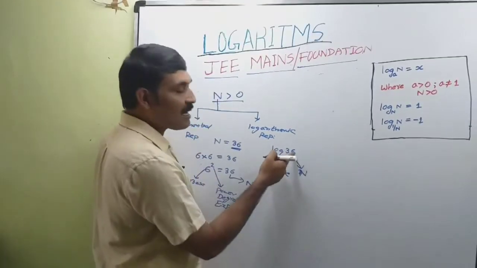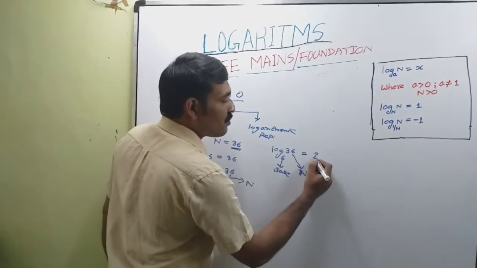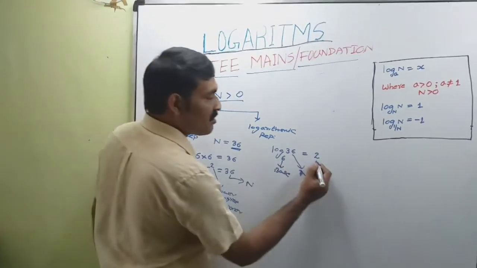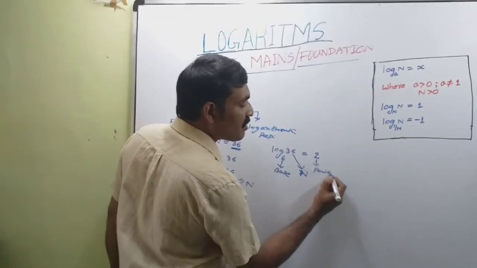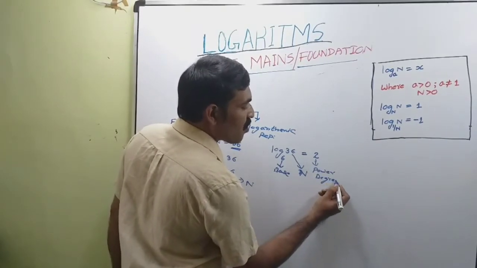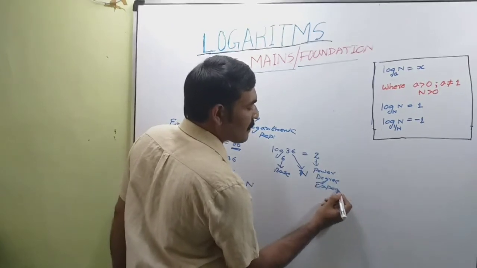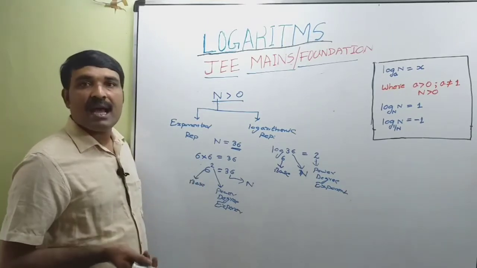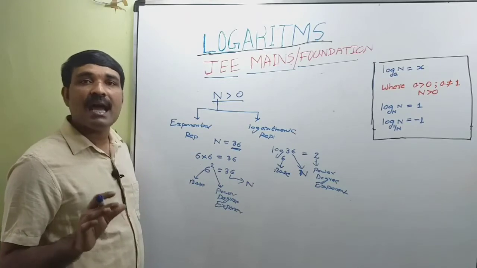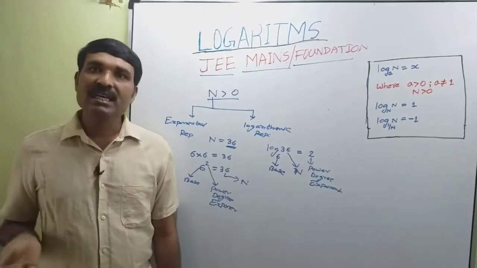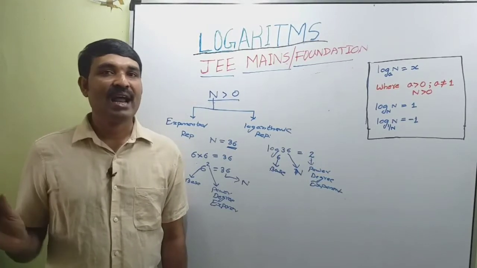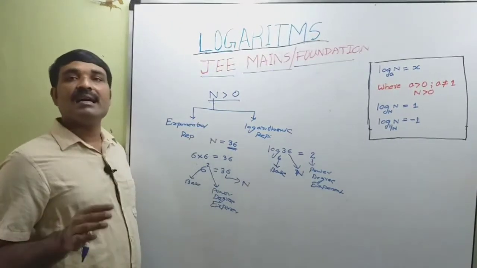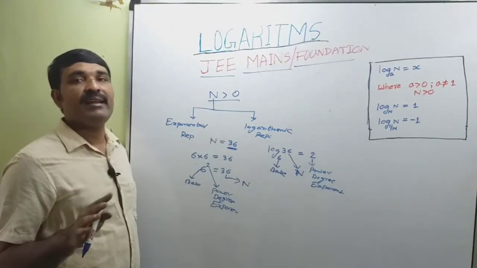The answer of log 36 to the base 6 is 2. Here also 2 is called power, degree, or exponent. So in both these cases, base is 6, exponent is 2, and the number is n. So there is no change for base, number, or exponent. That remains the same. So this is a different representation of a positive real number.